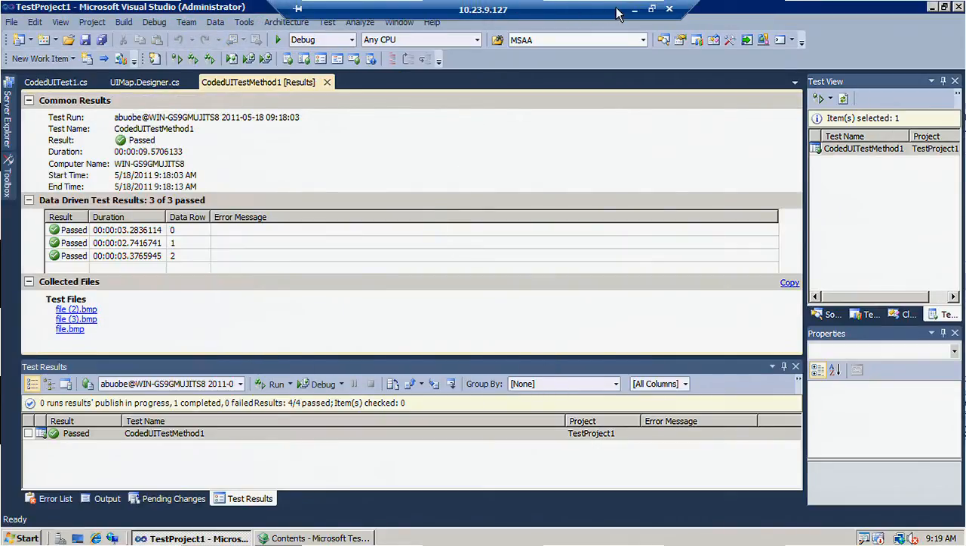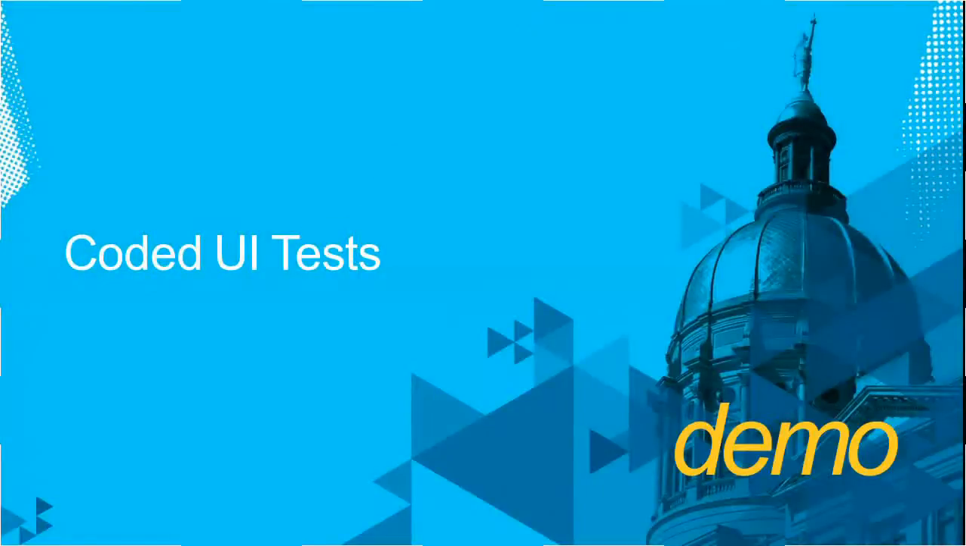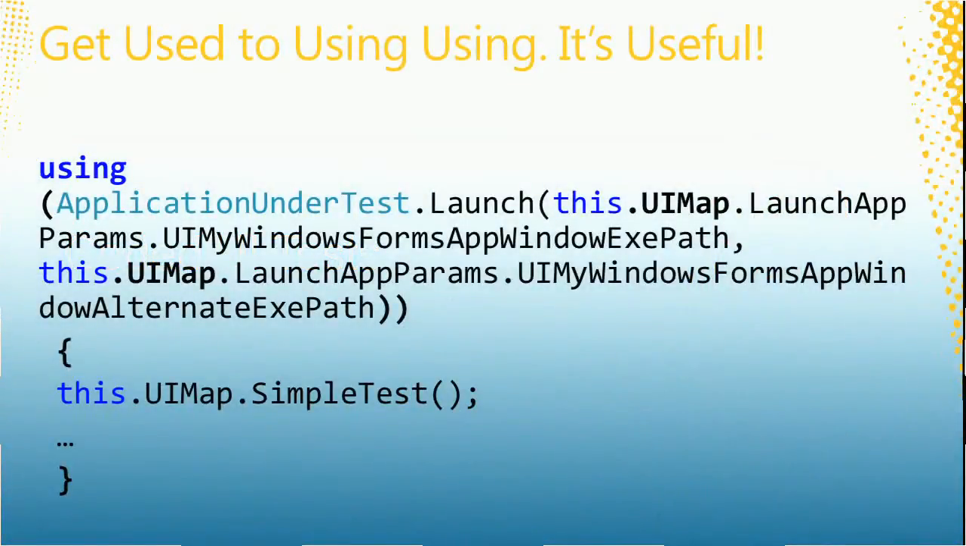Okay. So those are a few quick examples. I'll show you quickly through some slides here some of the other things that we won't have time to get to, but are interesting things for you to explore on your own. A few of these we already covered. These are just notes for you so that you can go back and remember how to do them when you're writing coded UI tests on your own. So get used to using it, it's useful.